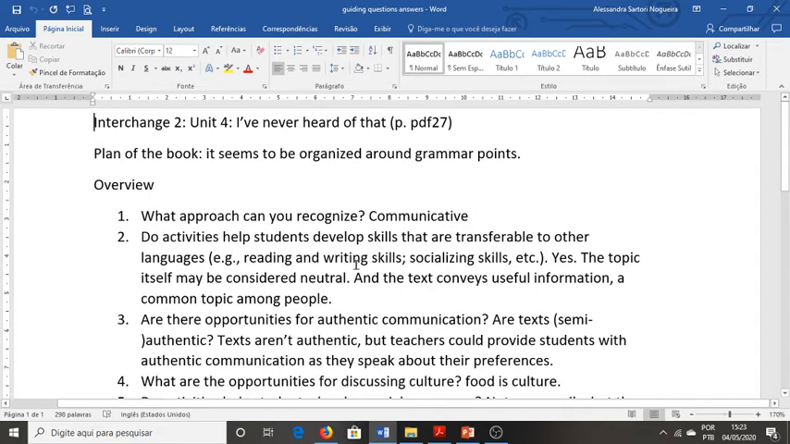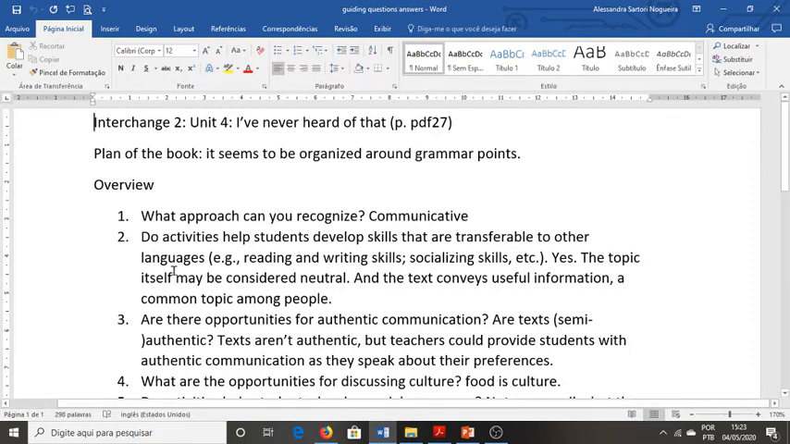What approach can you recognize? Well, I recognize the communicative approach, and to answer this question, I will have to go through all the others, especially the sequence of the activities, to show you why I think it's a communicative approach that the book is following, okay?